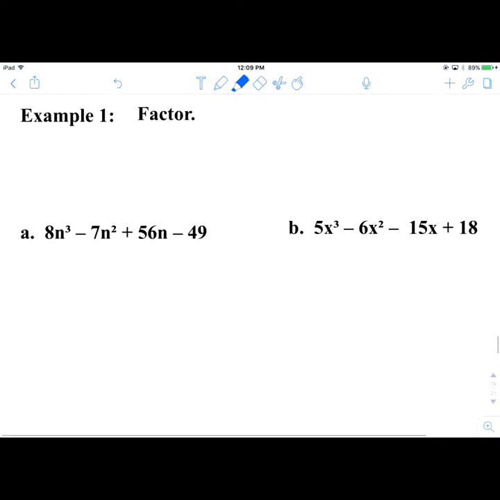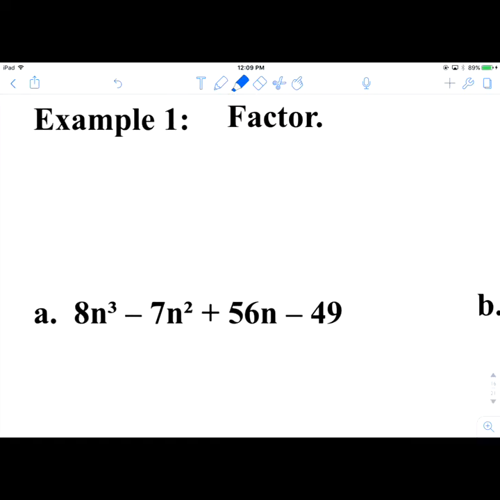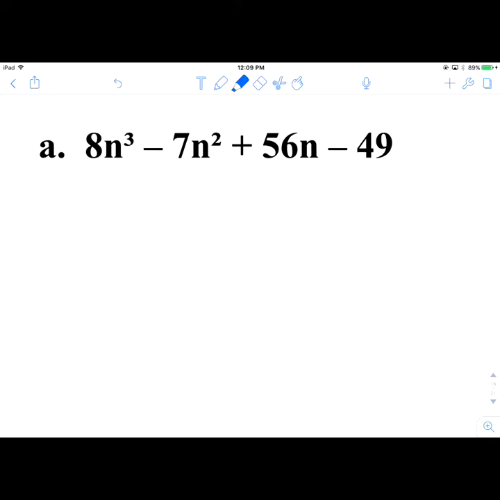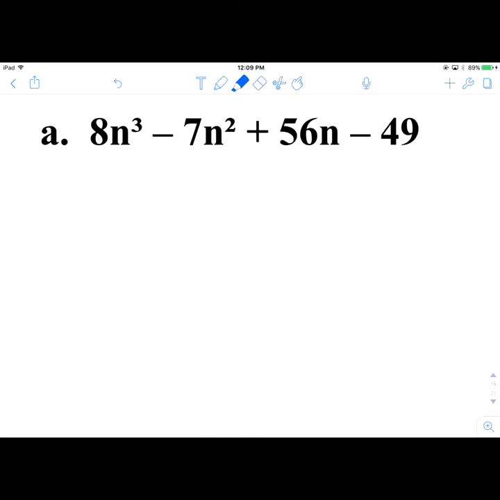So here, let's take a look at some examples. In example 1a, the direction says factor, and we notice right away that there are four terms here. The way that factor by grouping works is we're going to pretend that the first two terms are a group and the second two terms are also a group. So we are separating into two groups here, and we're going to apply the concept of GCF to factor the common terms.